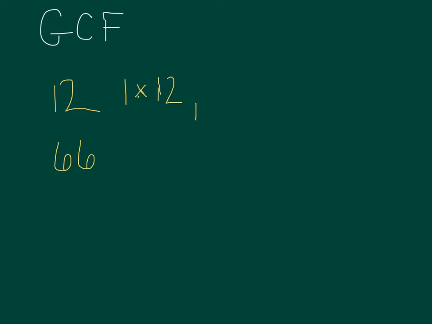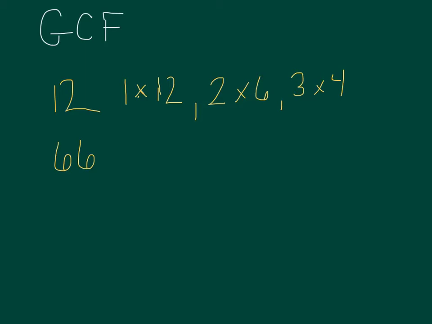Now I'm going to think 2. 2 times 6 is 12. So 2 and 6 are factors of 12. 3 times 4 is 12, so 3 and 4 are factors of 12. And I've then run into the same number, 4, so I've completed my findings of factors of 12.